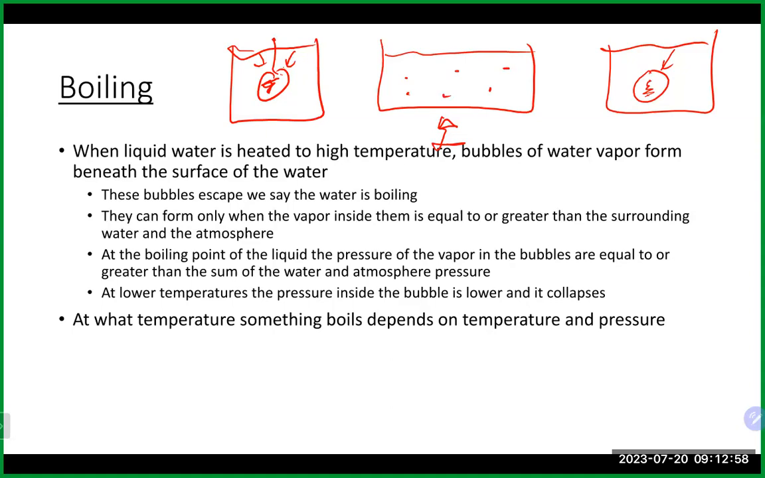Now, what temperature something starts to boil at is dependent on temperature and pressure, and we'll see some of that a little bit later on. That's also why, at high elevation, the pressure is different than at sea level, and things can boil at a different temperature than you would normally expect at sea level, because of that difference in pressure.